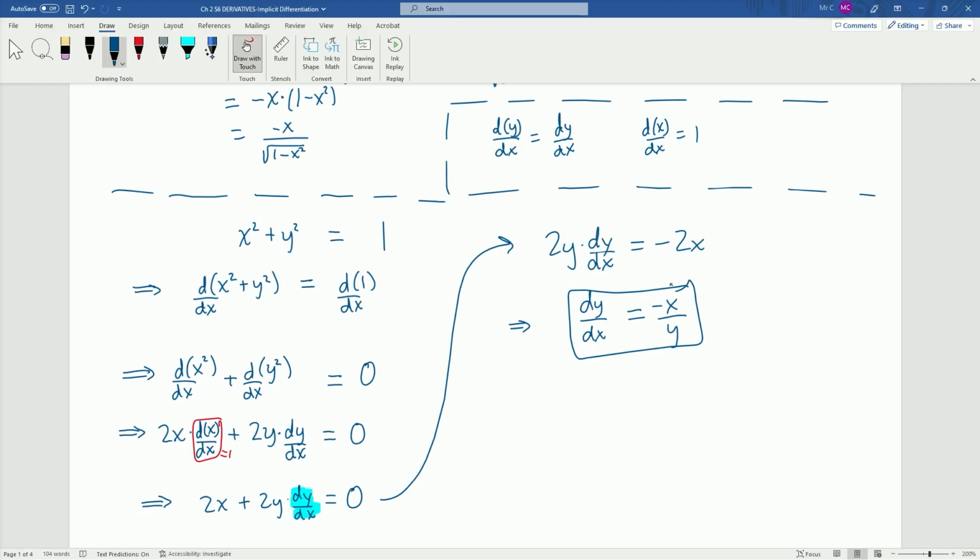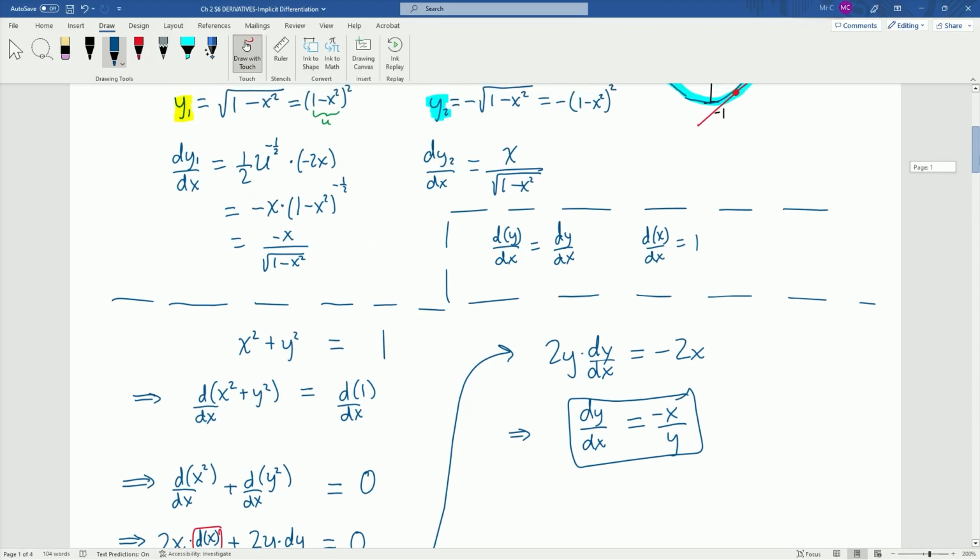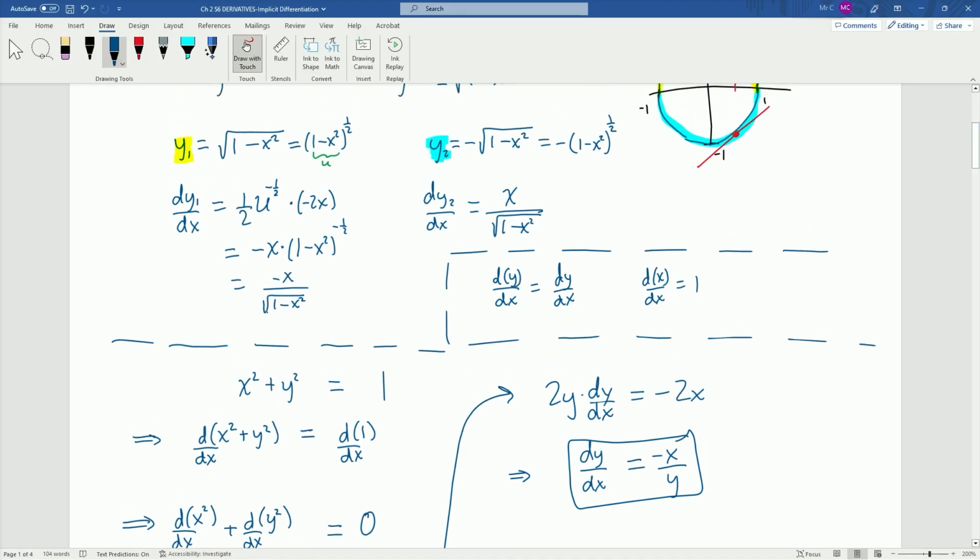Now, this seems a whole lot different than the previous formula, but it's actually not. If you take a look at the previous formula, we had negative x over the square root of this, but what is y? y is the square root of 1 minus x squared. It's the same thing. And in this case, y was negative that square root, so negative x over the negative of the square root, and the negatives cancel. So you get the same thing, and you'll get the same values for the slopes of the tangent lines.